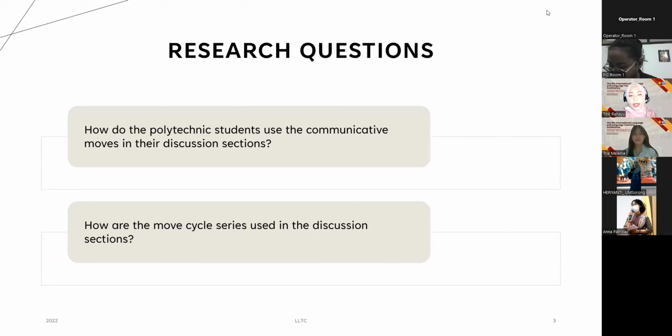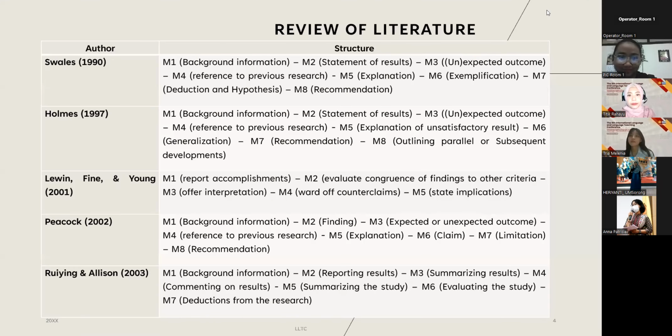And we have 2 research questions. The first one is, how do the Polytechnic students use the communicative moves in their discussion sections? And the second question is, how are the move cycle series used in the discussion sections? So there are 2 similar terms here, the communicative moves and also the move cycle series. What are they? I'm going to explain in the next slide.